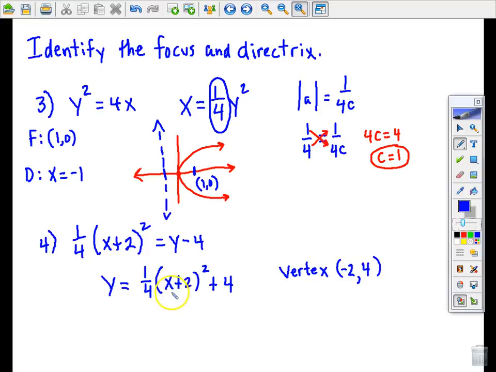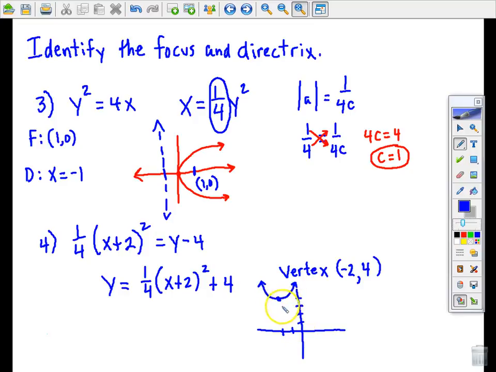Okay, so here we have this parabola that opens upward. Let's just do a little rough sketch. We're actually going to do the complete graph on the next problem, but maybe just a rough sketch to illustrate the focus and the directrix. So here we are at -2, 4. This parabola opens upward because it's solved for y, so it's got to be up or down, and since a is positive, it's up.